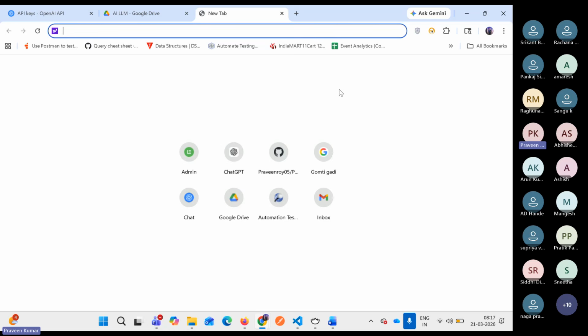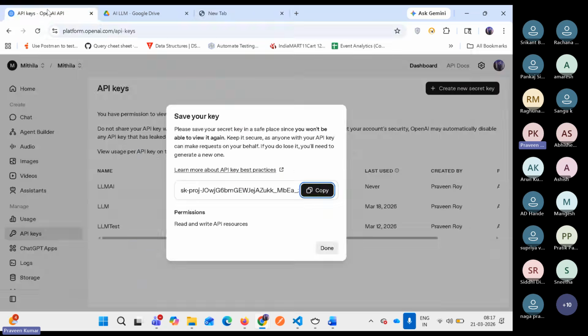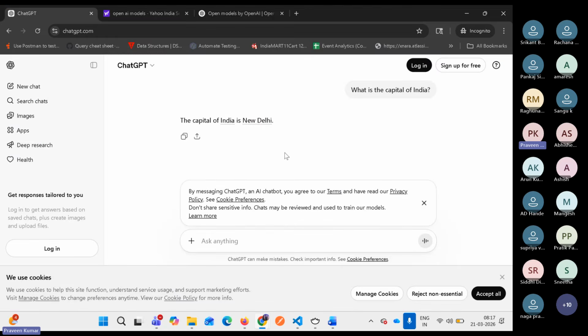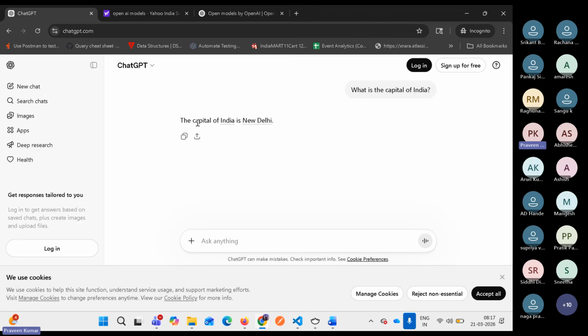Whenever you ask any question to ChatGPT or any other LLM like Gemini or Grok, it first analyzes your query, whatever you have asked, then it goes back to the training data, and then it provides us the answer. That means, for what is the capital of India, this has already been trained into this particular AI.